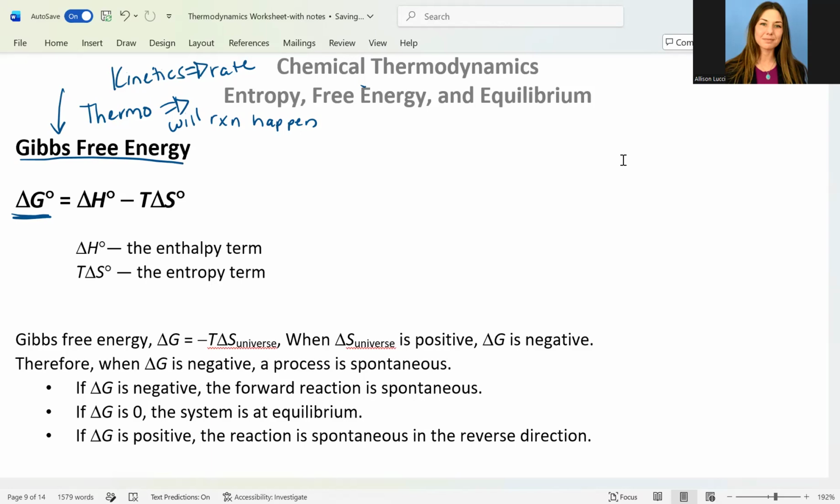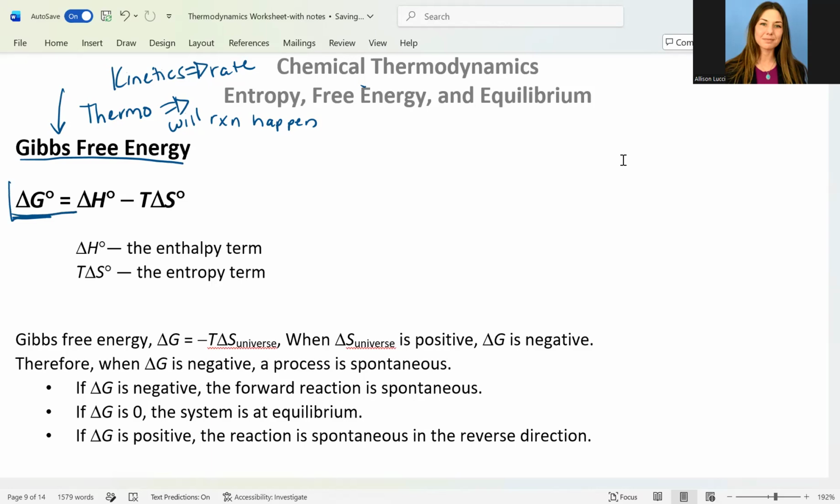If it's positive, we're going to say it's a non-spontaneous reaction, and then we'll see that if it's negative, the reaction will be considered spontaneous in the forward direction. So we will reference some directionality when we talk about this.